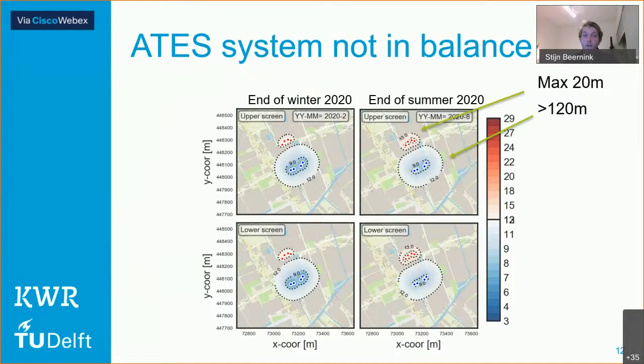While the volume that is stored in the cold wells increases and increases each year. So now after 8 years, there's this big cold bubble in the subsurface that has a thermal radius of more than 120 meters.